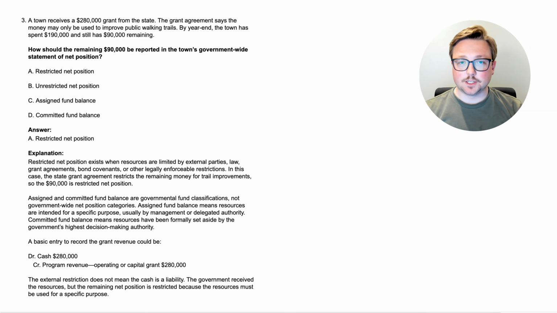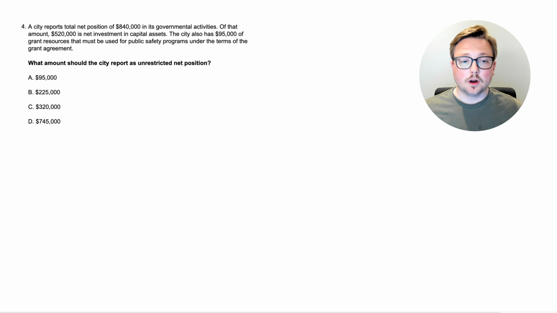Now let's go to the next question. All right, here we are at question 4. What amount should the city report as unrestricted net position? So as you can guess, this is the third piece of net position, and there's only 3 that we're talking about, so this is it.